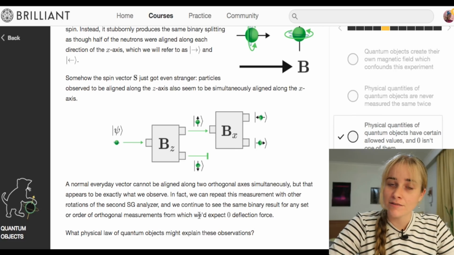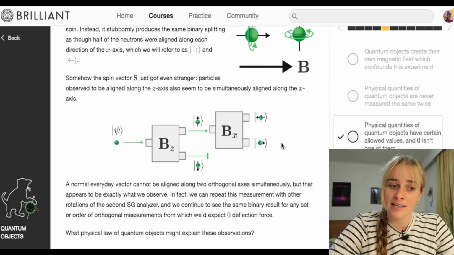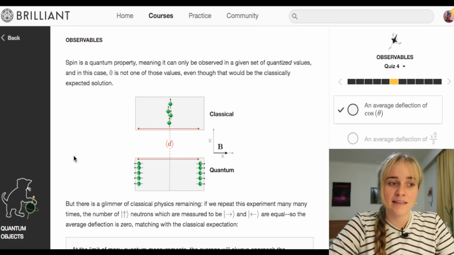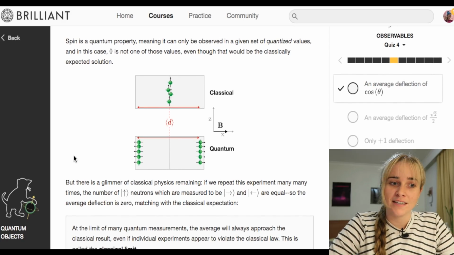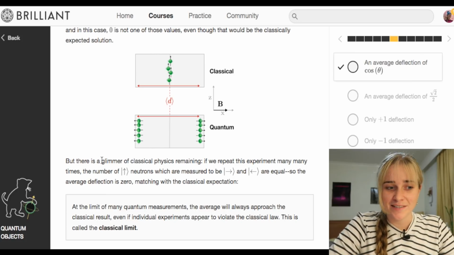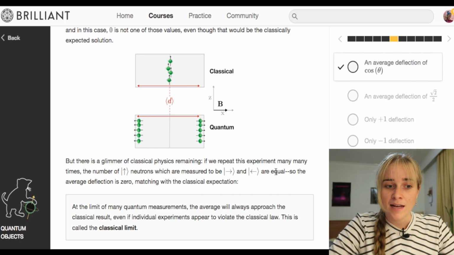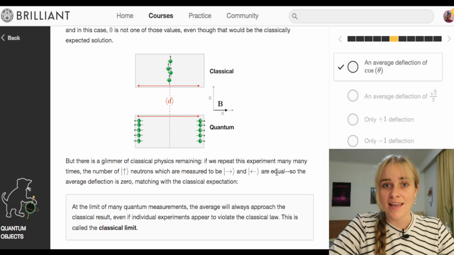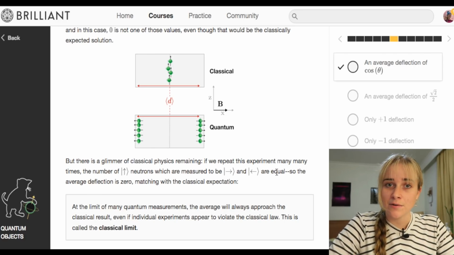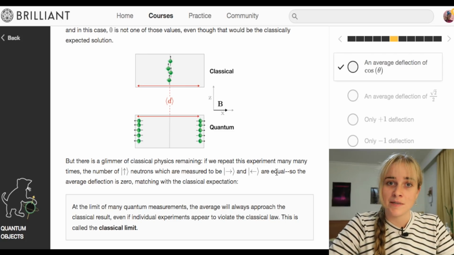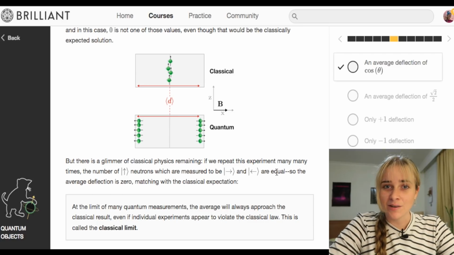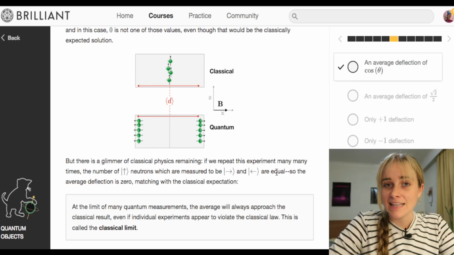You could repeat this measurement with other rotations of the analyzer and you continue to always see this binary result. The way that we explain this is that spin is a quantum property. It can only be observed in a given set of quantized values. In this case, 0 is not one of those values, even though that would be the classically expected solution. But it does say here that there's a glimmer of classical physics remaining. If you repeat this experiment many times, you find that the number of neutrons which had initially been measured to be spin up, and are now measured to be either spin left or spin right, are measured an equal number to be spin left and spin right. So the average deflection through that second analyzer is 0. If you take the average of all of these spin left and spin right, you end up being in the middle. Even though no neutrons actually got to the middle, that's still where the average is. And that matches with the classical expectation.